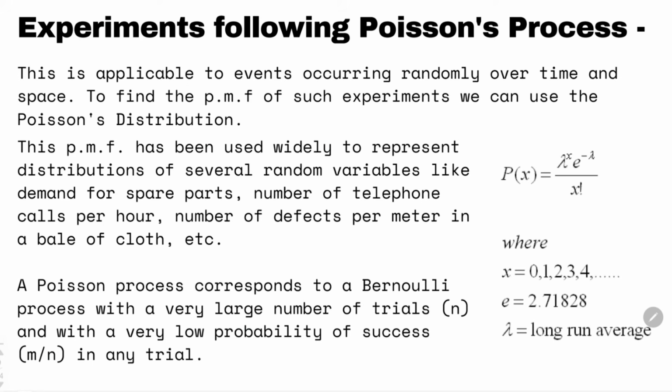The long run average is raised to the power x, where x is your random variable. We also have an exponential factor, e raised to the power of minus the long run average, and the whole is divided by x factorial. This PMF is usually used to represent distributions of several random variables, for example spare parts, the number of telephone calls per hour, or defects per meter of a bale of cloth. Such things are very long running processes.